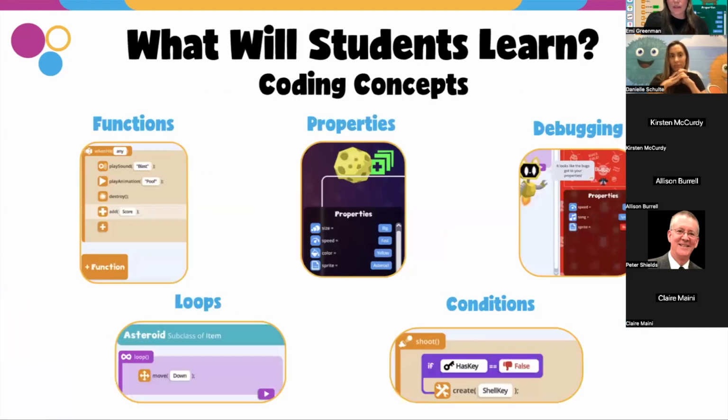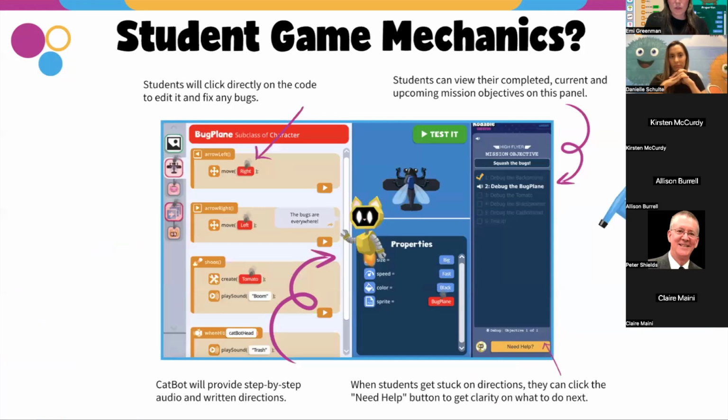So I'm going to show you first what courses look like. Courses, again, are meant to be hands-off for the teacher. The first course students always enter is the debugging course, which is fixing mistakes in their code. They're going to be walked through this tutorial. This is CatBot. He is our AI tutor. He is going to help us throughout the entire game.